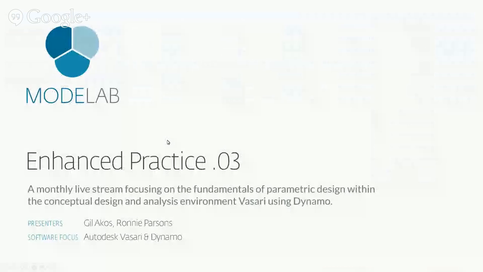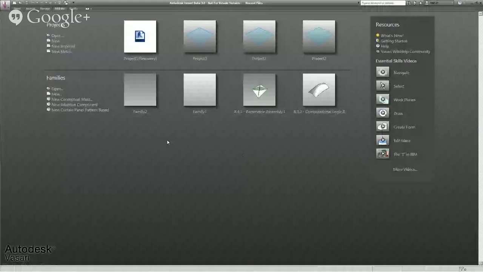So for the demo today, we are going to be using Autodesk Vasari Beta 3.0, as I was mentioning before. And whenever we're launching Dynamo, you'll note that you do have to launch the project or family environment, depending upon the kind of work you plan on doing with Dynamo. Today, because we're going to be using just Dynamo within Dynamo, we're not really going to be attaching it to Vasari in any way. We will be just launching a new project to get started.